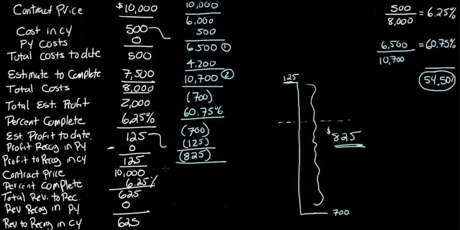Our contract price is $10,000. The percent complete is 60.75%. So the revenue we want to recognize is 6,075, but I've already recognized 625 in prior years. So the amount of revenue that I'm going to recognize in the current year is 5,450. Those are the computations for the year 2012.